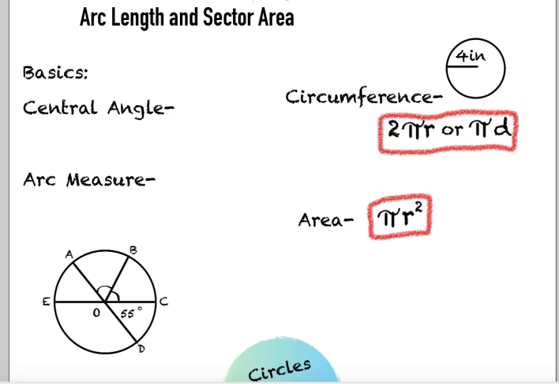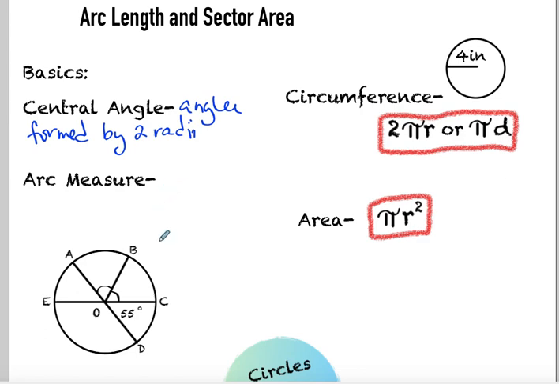We're going to be looking at central angles. A central angle is an angle formed by two radii of a circle. So the vertex of it is at the center of the circle, basically. A couple of radii are forming it, and that is a central angle.